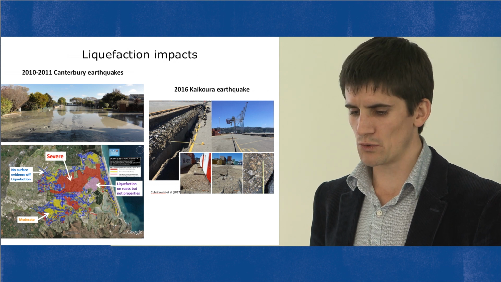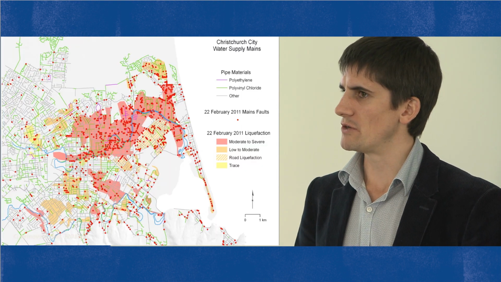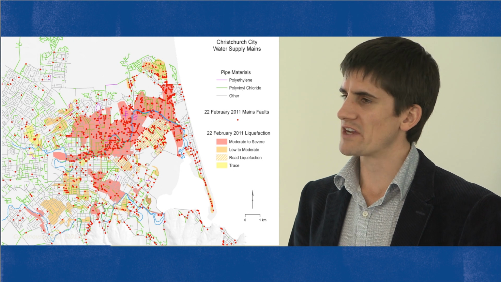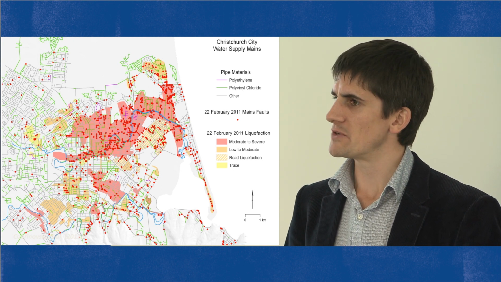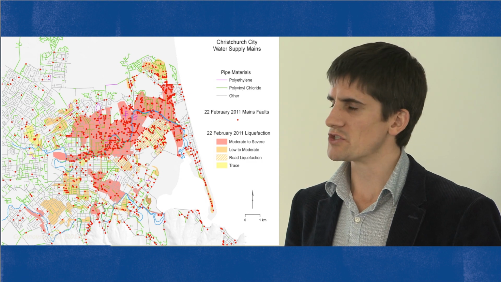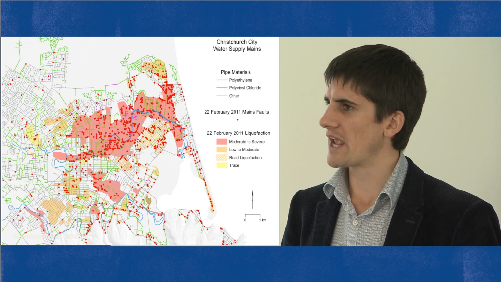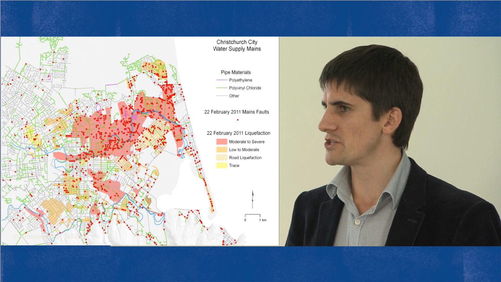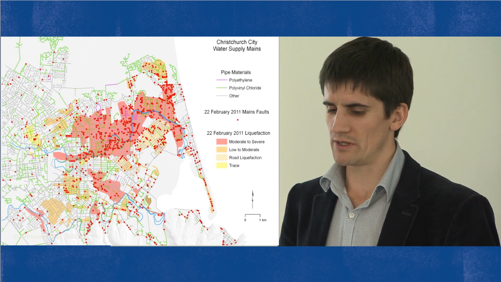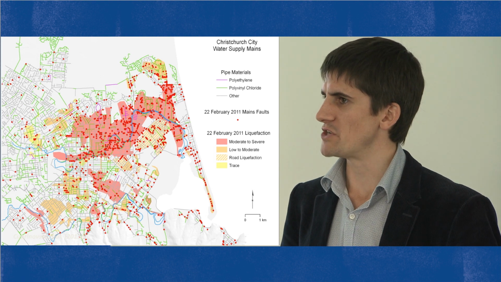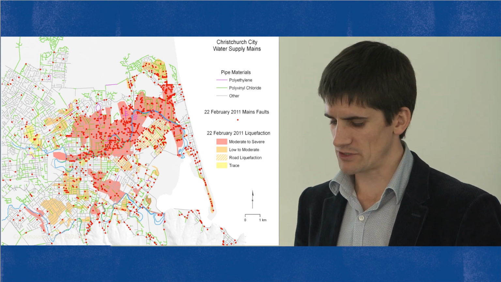Now we know that as well as causing significant damage to residential houses, liquefaction is also one of the major factors that leads to significant damage to underground lifelines. So this is just highlighting the fact that in the Canterbury earthquakes, the majority of locations where we saw damage to underground water and wastewater pipes were areas that were subjected to large amounts of liquefaction.